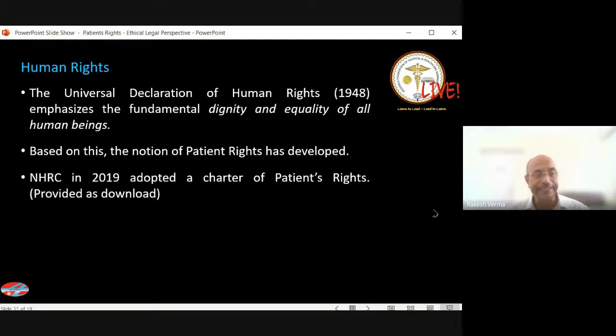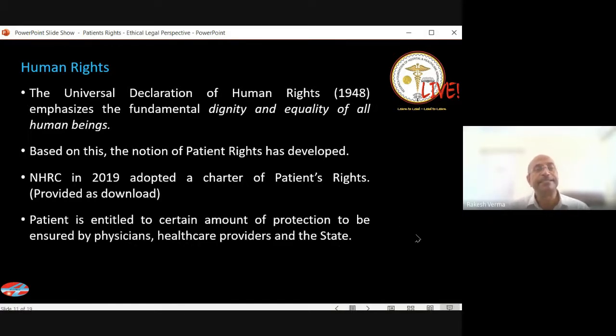I'm providing this as a download, and you can log in through your account and download it for your use. This is also available on the NHRC website, but you don't really have to go there and get it. But I'm giving it here. So the patient is entitled to a certain amount of protection to be ensured by physicians, healthcare providers, and the state.